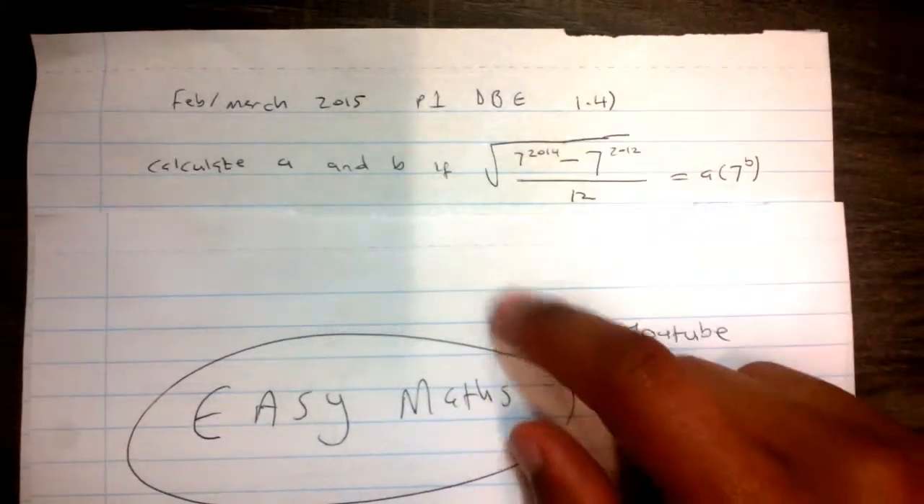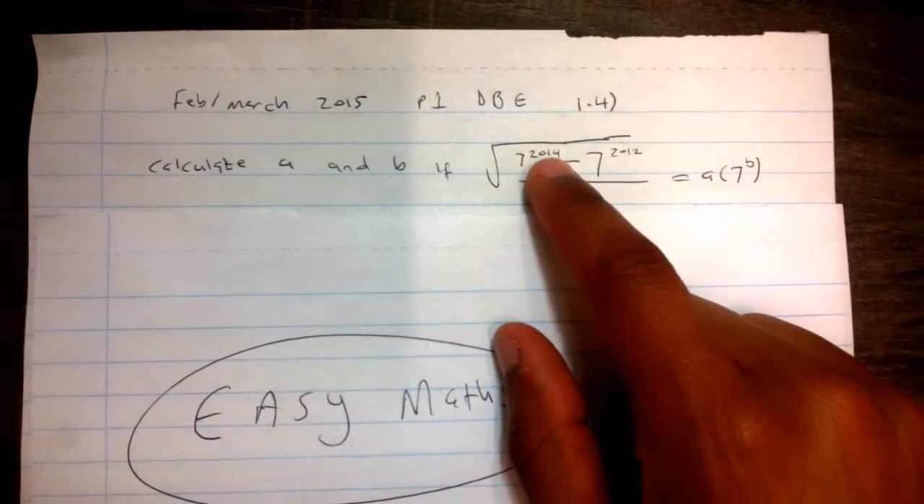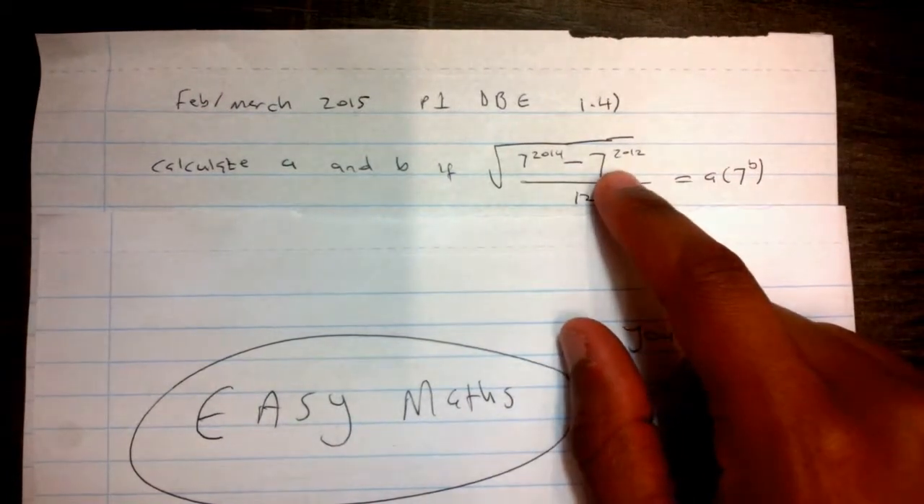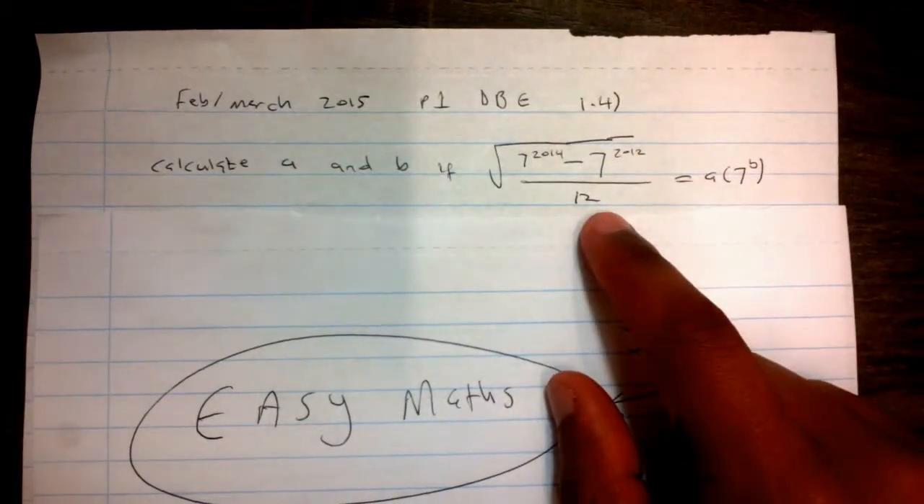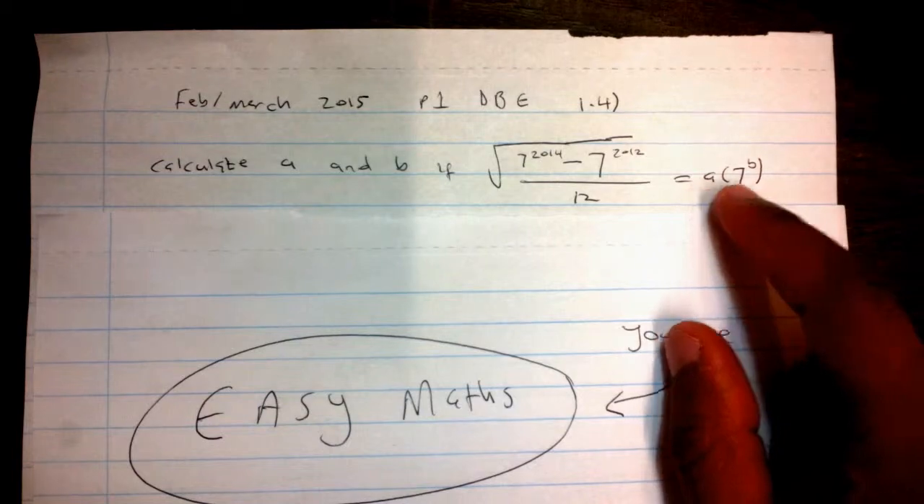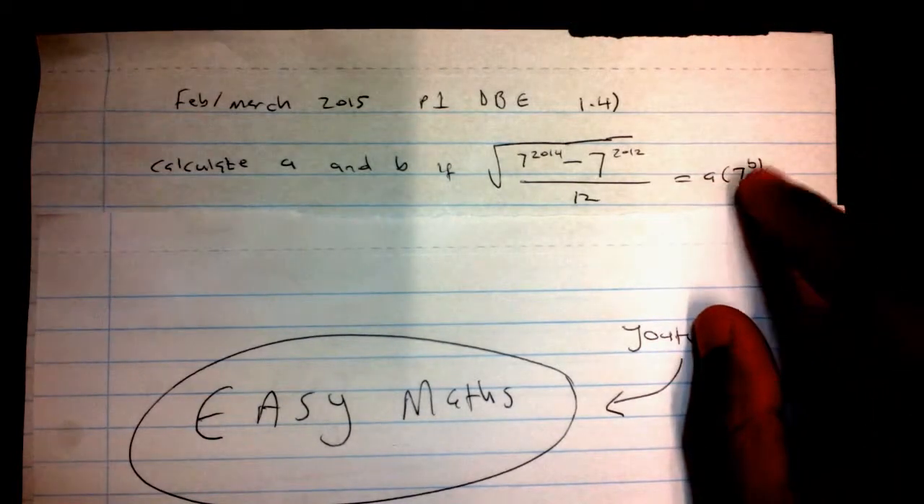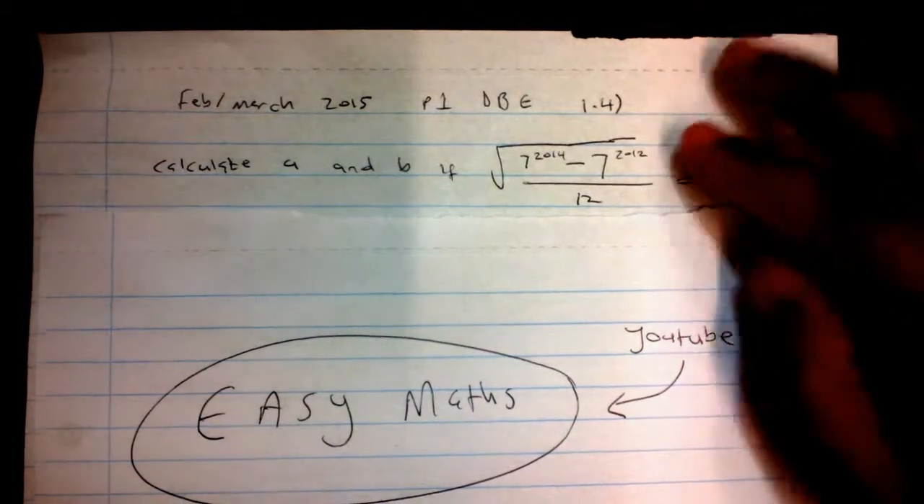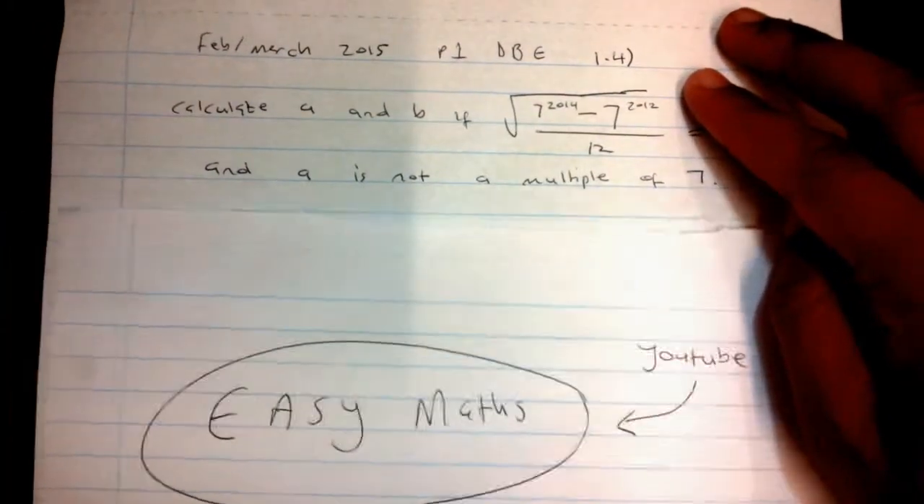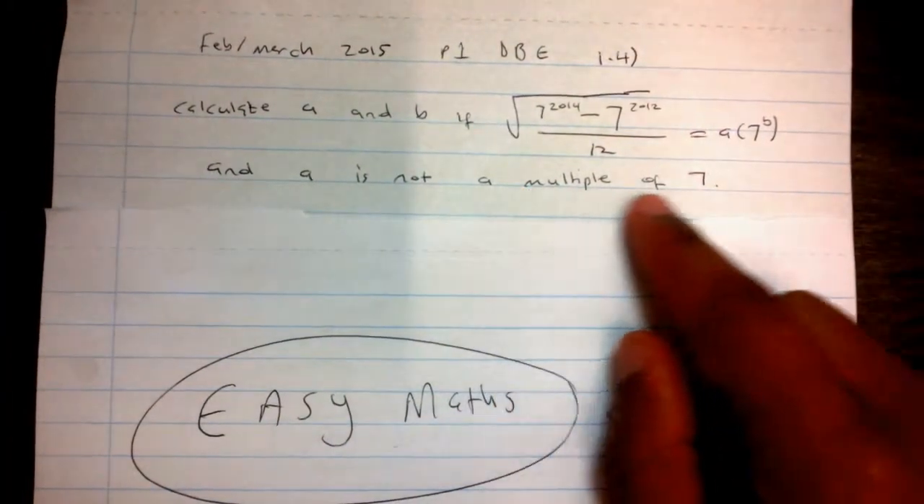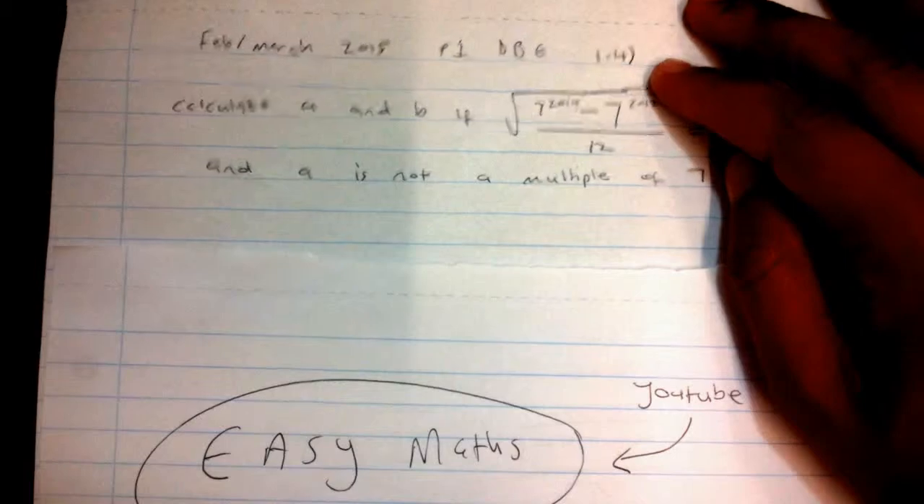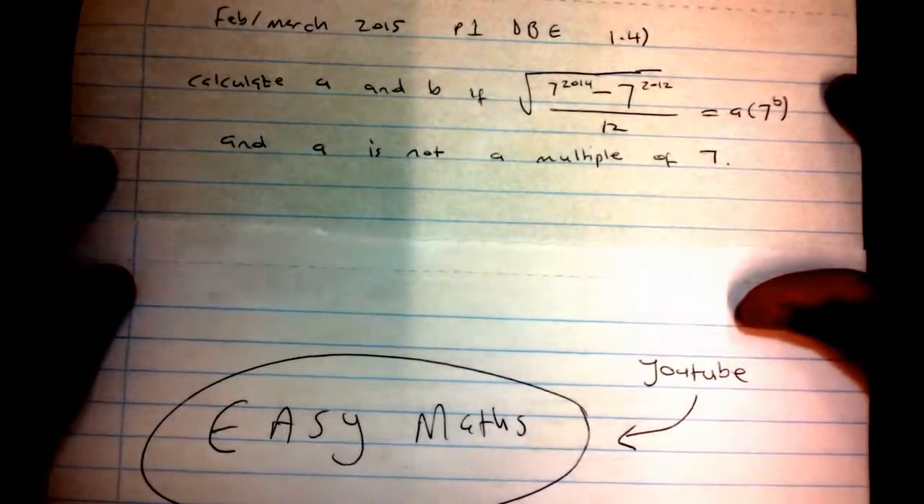They give you the root of 7 to the power 2014 minus 7 to the power 2012, over 12, equals a multiplied by 7 to the power b. And then they tell you that a is not a multiple of 7. So how would you do this?